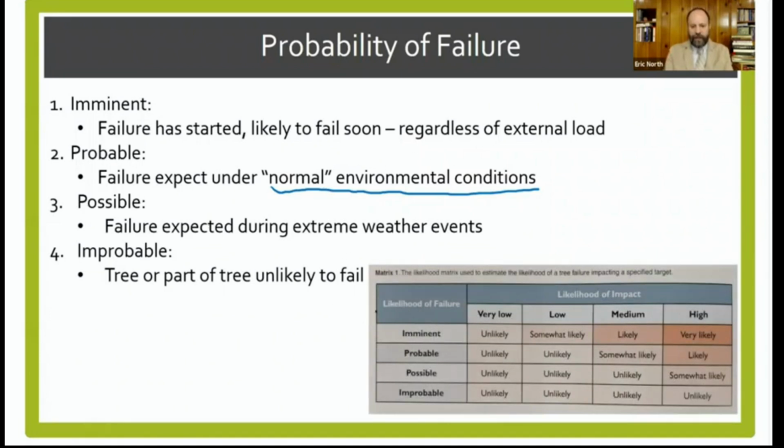So a couple of things that you're looking at. Here's the likelihood of failure, and then the likelihood of impact. And we're going to go over this very low, medium, and how you assess that. So we might look at these and say, well, it's imminent, but impact is very low, so unlikely. This is going to change the way you approach your management for the tree. So it's important to keep this in mind as you're going through and assessing each of these things.